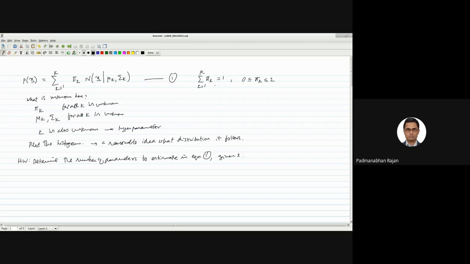Basically, it's this kind of combination, where the sum of the weights adds up to 1. It's basically called a convex combination. A Gaussian mixture model is a convex combination of Gaussian distributions.